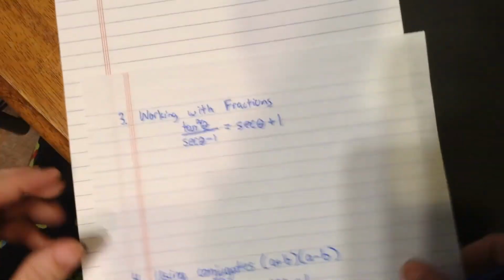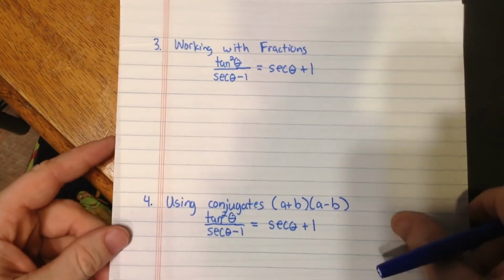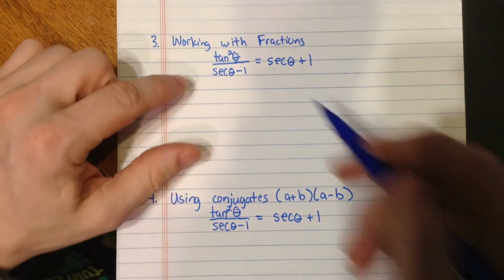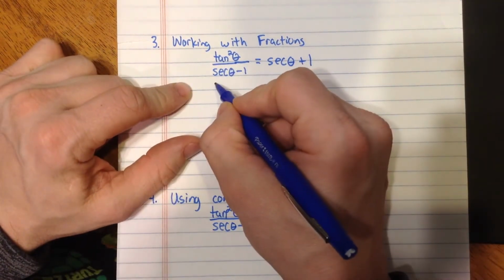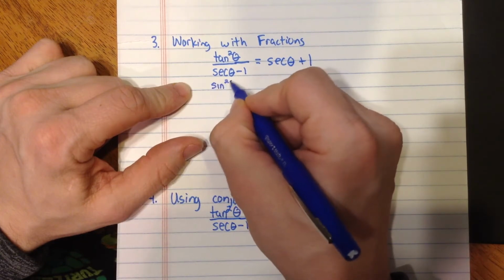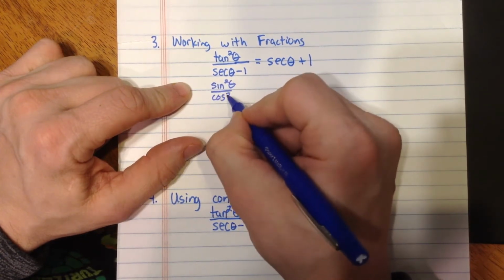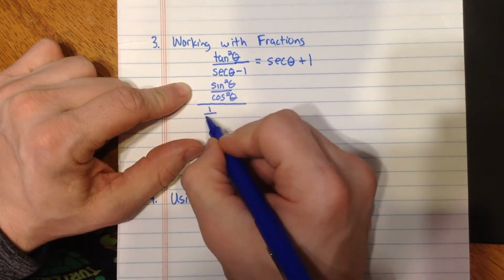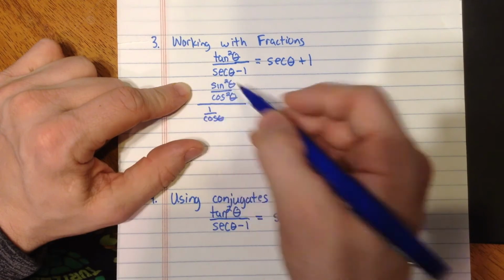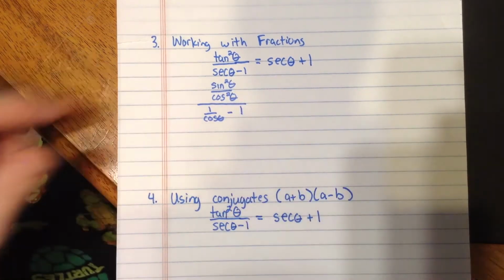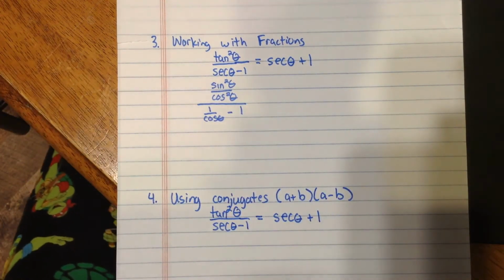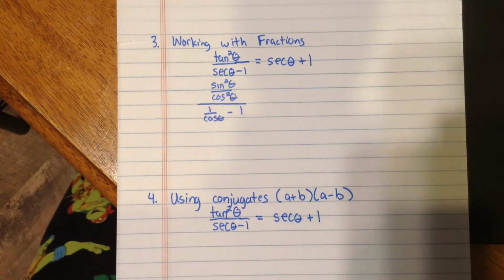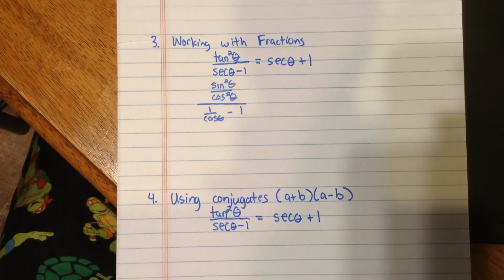Here's another way to do it, working with fractions. We're going to do the same problem, but we're going to do it the first way we did this, by changing everything to sines and cosines. So we're going to make tangent squared into sine squared over cosine squared. And on the denominator, we're going to write 1 over the cosine, because that's secant, minus 1. So you can already see this is looking a lot more challenging than what we did on the last one, but we're going to go through it, and you just have to be able to work with fractions.